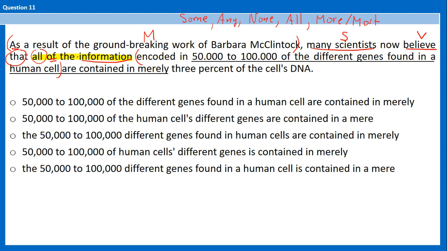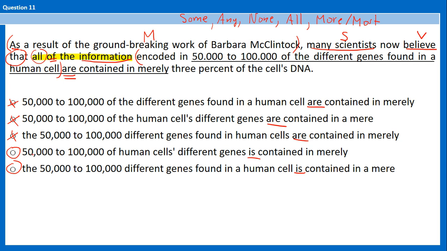So all of the information are contained. The usual mistake. I cannot use the plural are. Eliminate 1, 2, and 3. You need the singular is. All of the information is contained.